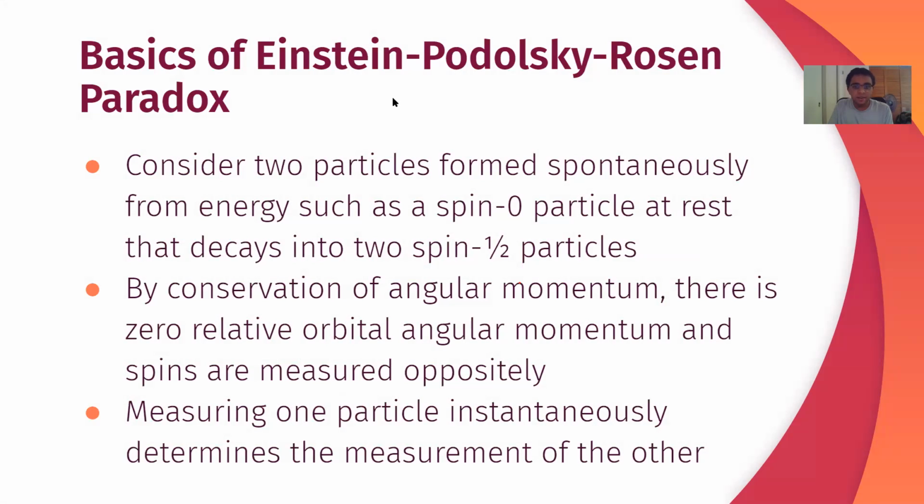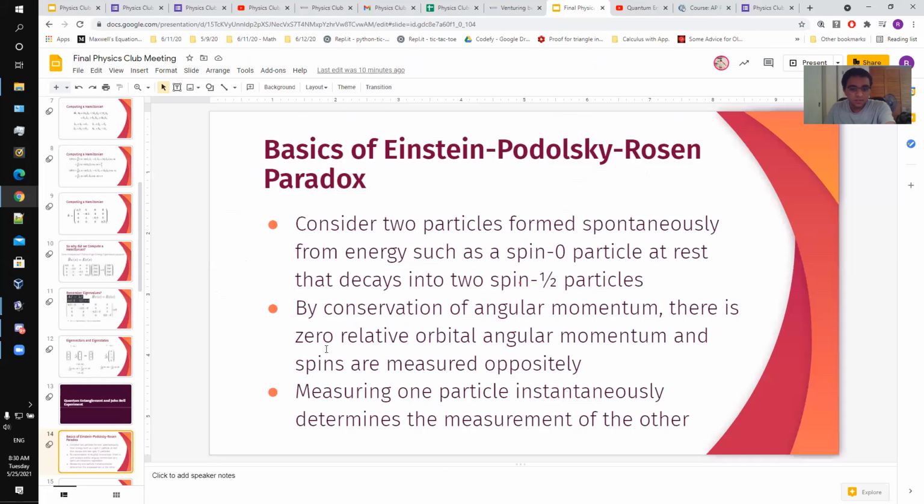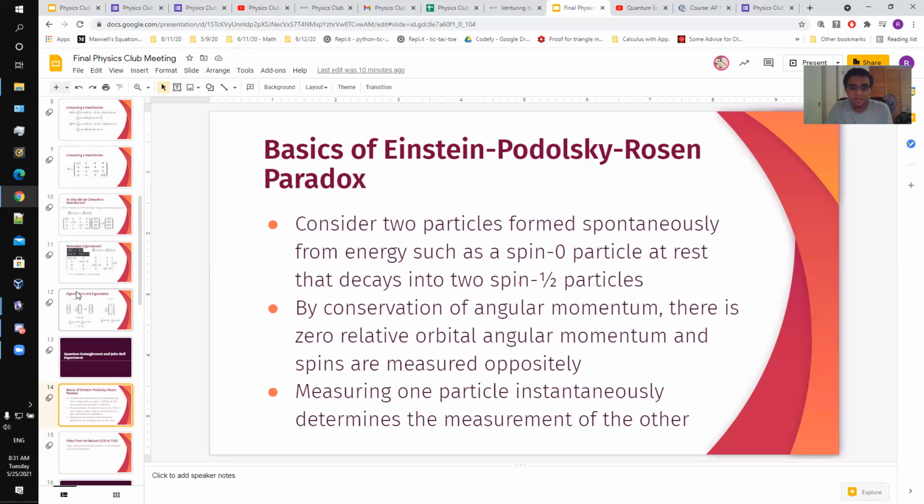So we have the EPR paradox, in which you have a spin 0 particle decaying into 2 spin 1/2 particles. And by conservation of angular momentum, there should be 0 relative orbital angular momentum between these particles, and spin should be measured oppositely. Also, measuring one particle will instantly determine the measurement with respect to the other, right? So if you measure one like spin up, then the other is instantly determined to be spin down, right?